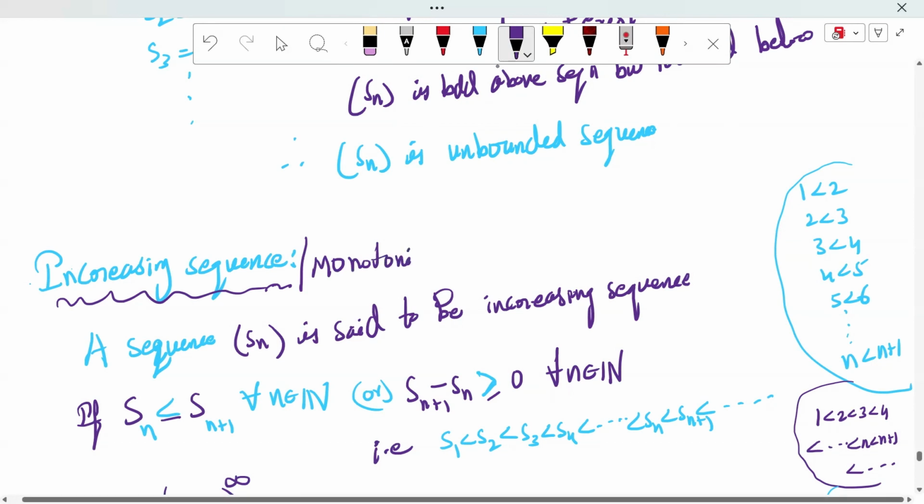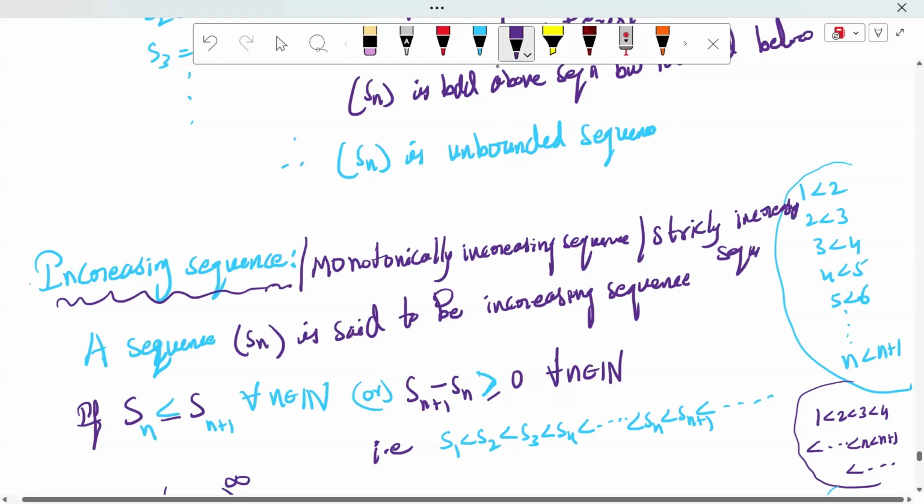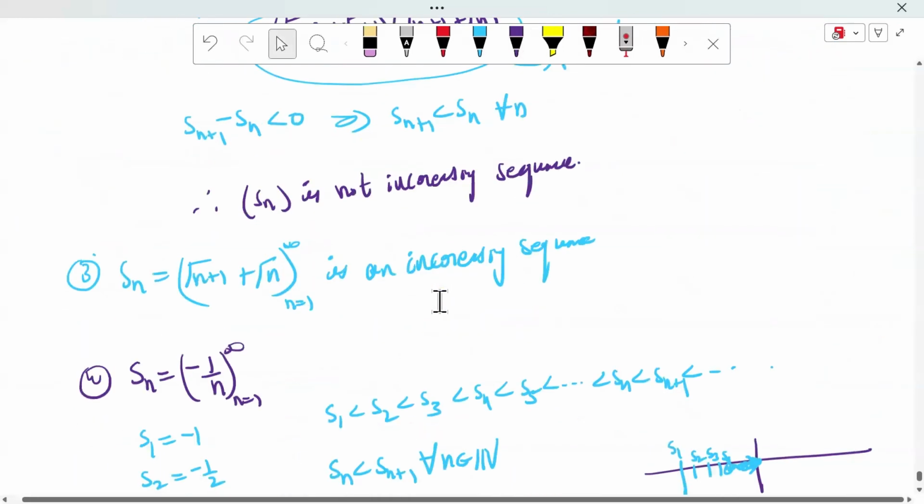Monotonically increasing sequence or strictly increasing sequence. Right, sir. Next, decreasing sequence or monotonically decreasing sequence.